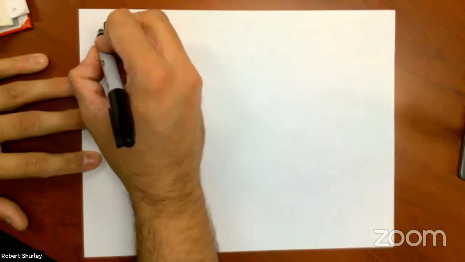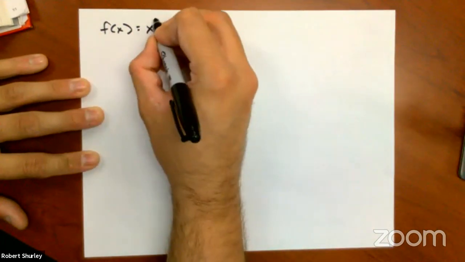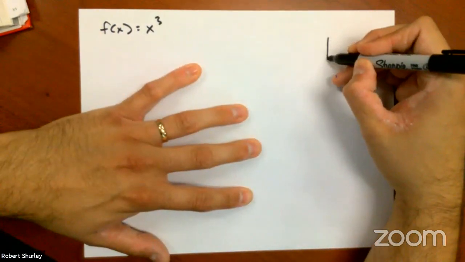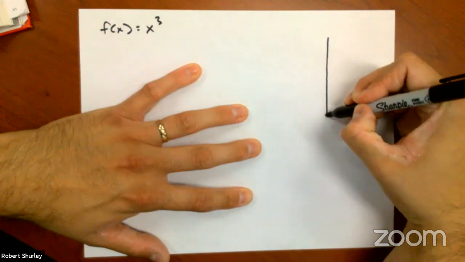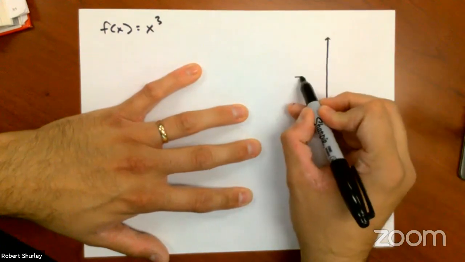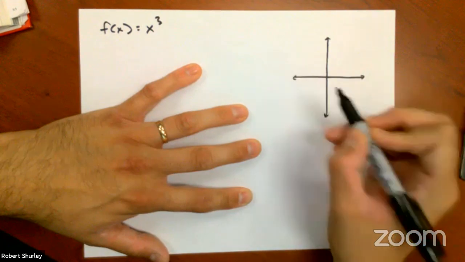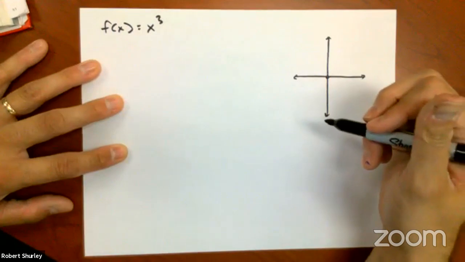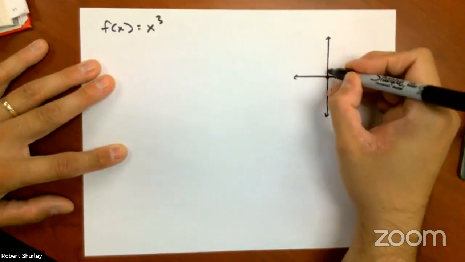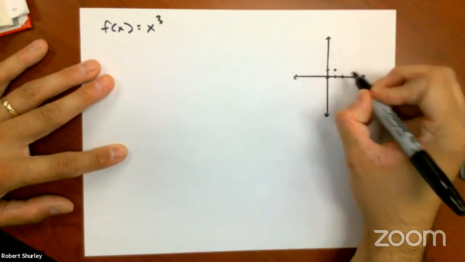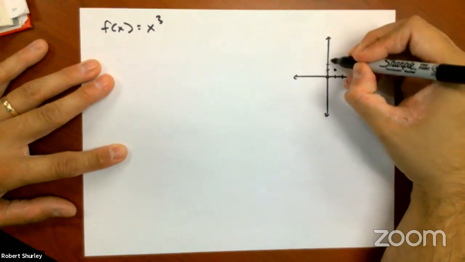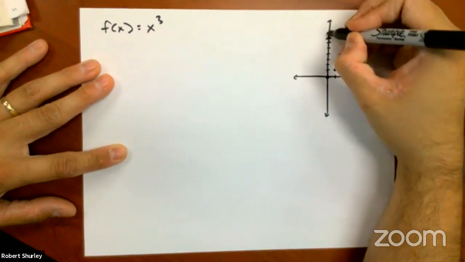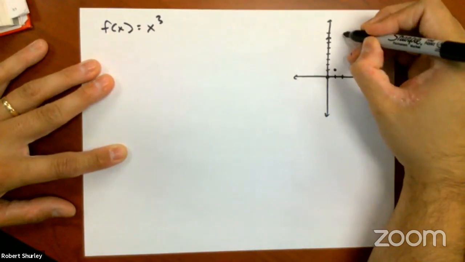So let's say we've got f of x equals x cubed. Now the x cubed graph, let's graph it out. Well, I know it's 0 at 0. It's going to be an odd function, so it's symmetric about the origin. At 1, it's 1, but at 2, it's 8. I never draw these things long enough. Okay, so it goes up to about here.